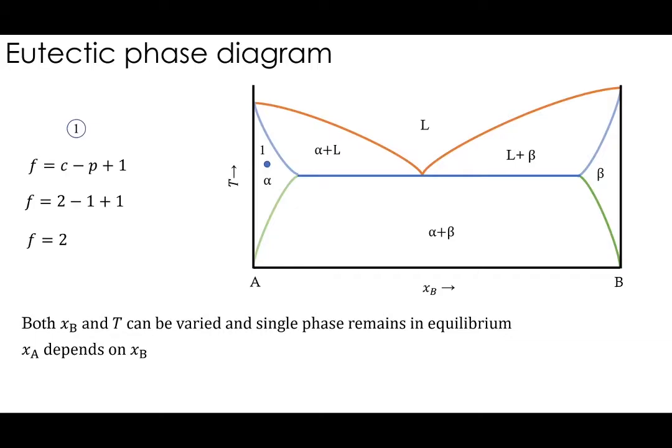We are not talking about XA here, talking about only XB is fine because in a binary system XA depends on XB. 1 minus XB is going to be XA. So XB takes care of all the composition variables. So what is the meaning of this? XB and T can be varied and single phase remains in equilibrium. What is the meaning of it? This can be varied independently. That's the meaning. Let's see what it is.